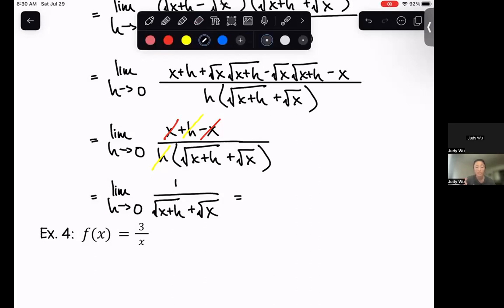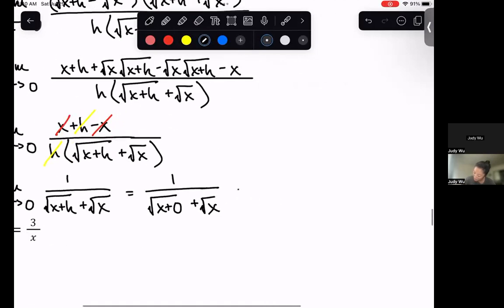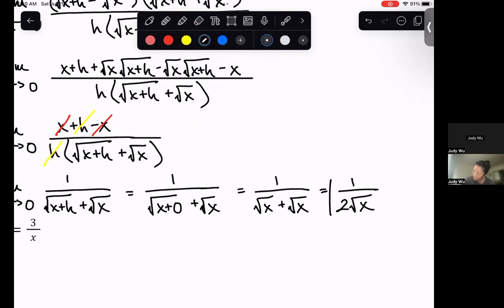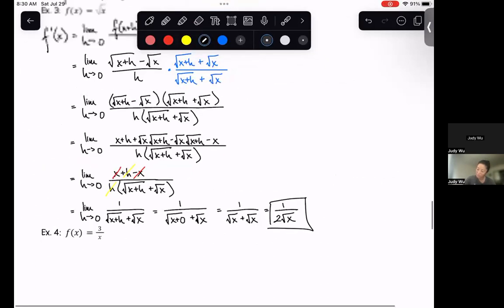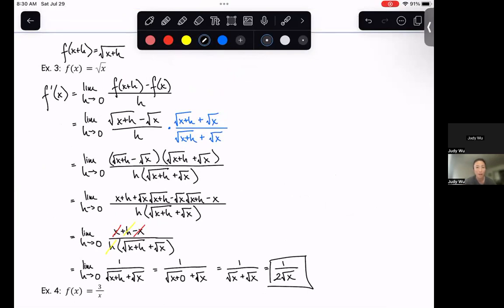Okay, so now that I'm plugging in 0, I don't write the limit anymore. 1 over the square root of x plus 0 plus the square root of x equals 1 over the square root of x plus the square root of x. Those are like terms, so I really have 1 over 2 square root x. Okay, so there it is for you all on one page. When we take a look at the square root function or radical function, we have to have a slightly different approach than we did with the linear function and with the quadratic, okay?